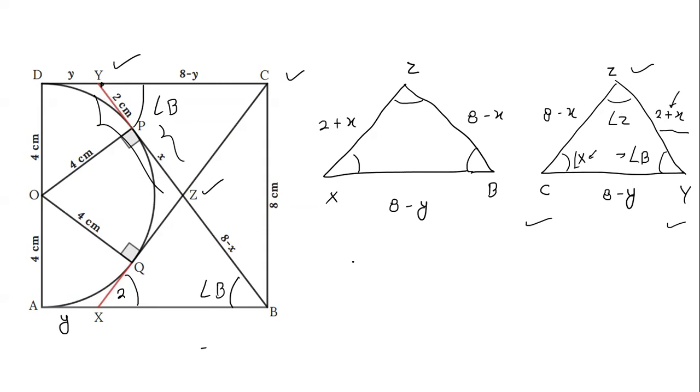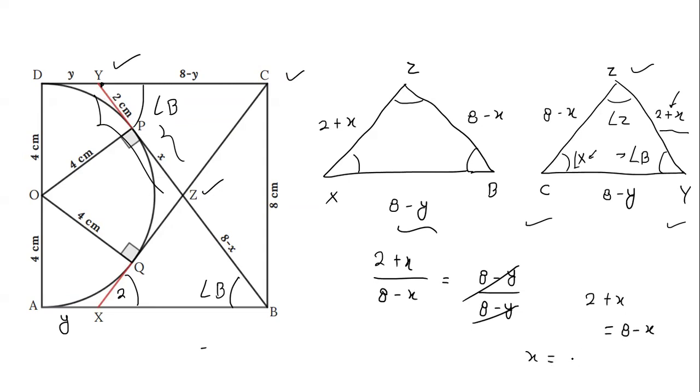So I just write this. So now you can equate the ratio of the sides because both triangles are similar. So you can write 2 plus x divided by 8 minus x is equal to this 8 minus y divided by 8 minus y. So from here you can see that this 2 plus x is equal to 8 minus x, and x from here you can calculate as 3 centimeter. So we calculate by similarity of the triangle x as 3 centimeter.